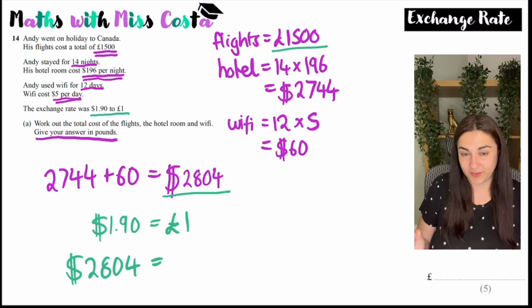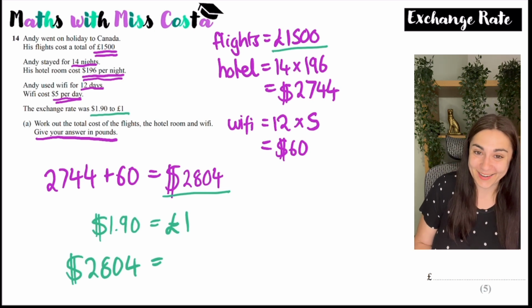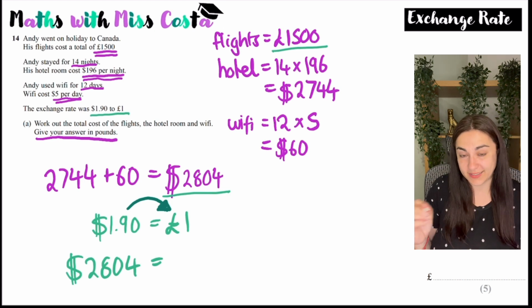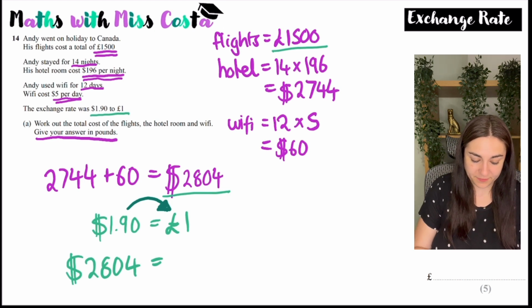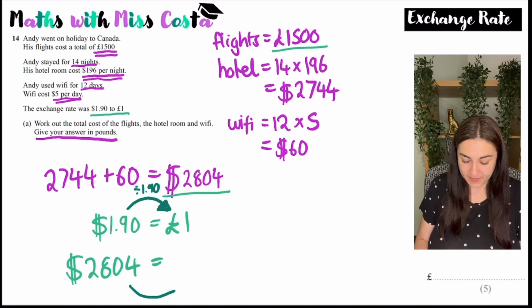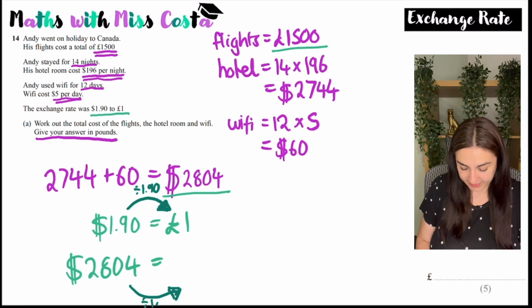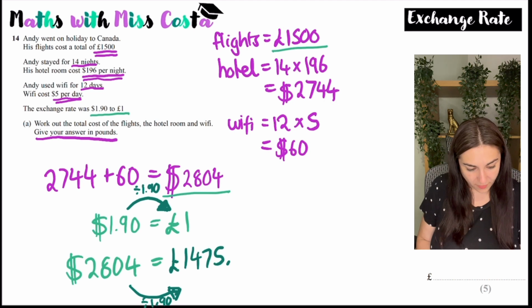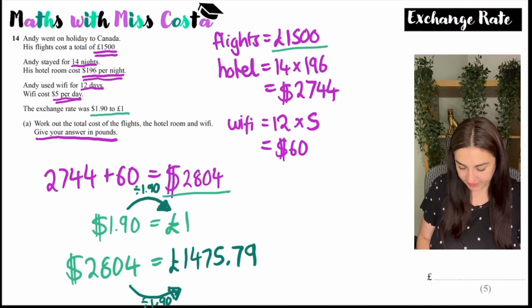So there's a few ways you can do this. Either you can do a complicated way, or you can do the simple way. So you know, to get from dollars to pounds, how do you get from $1.9 to 1? So 1.9 divided by 1.9 gives you 1. So you know you divide by 1.9 to get to £1. So I'm going to do 2,804 divided by 1.9. So 2,804 divided by 1.9 is £1,475.78. Let's round it to 79.